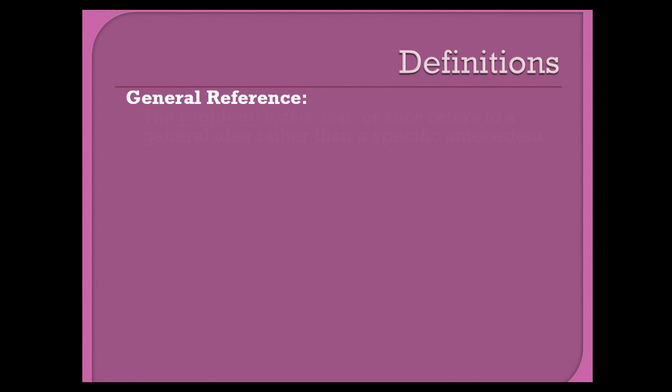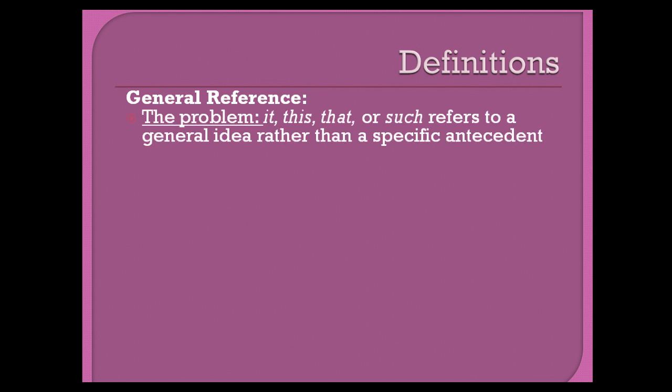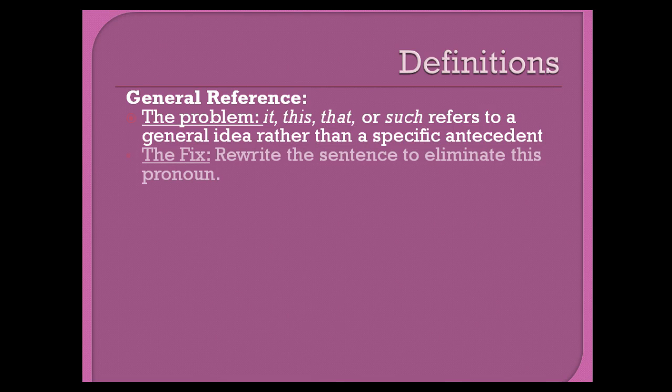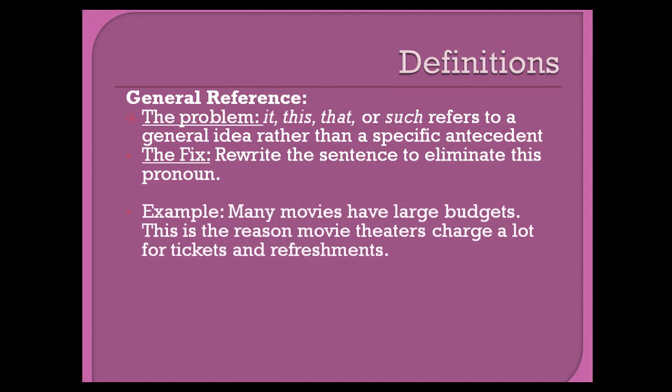General reference issues. The problem is that it, this, that, or such refers to a general idea rather than a specific antecedent. Well, rewrite the sentence to eliminate the pronoun. An example. Many movies have large budgets. This is the reason movie theaters charge a lot for tickets and refreshments.